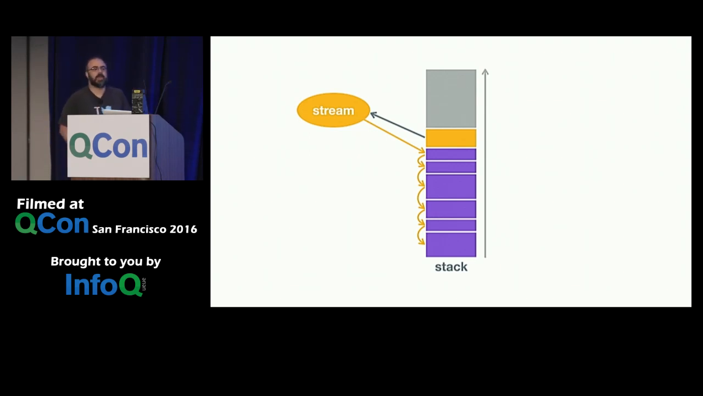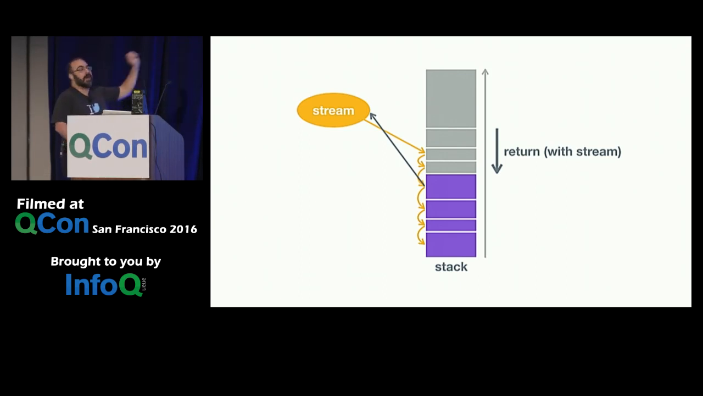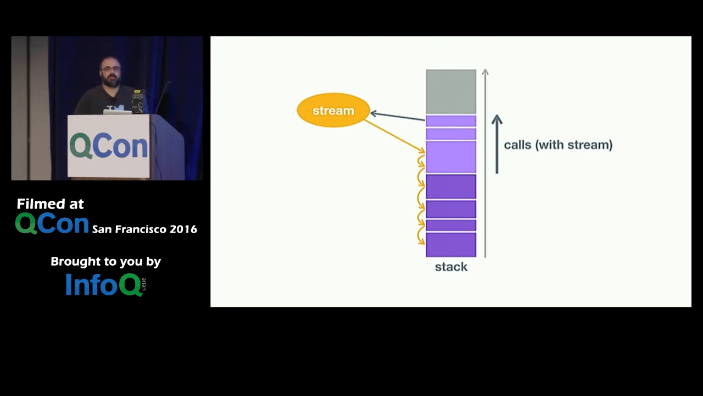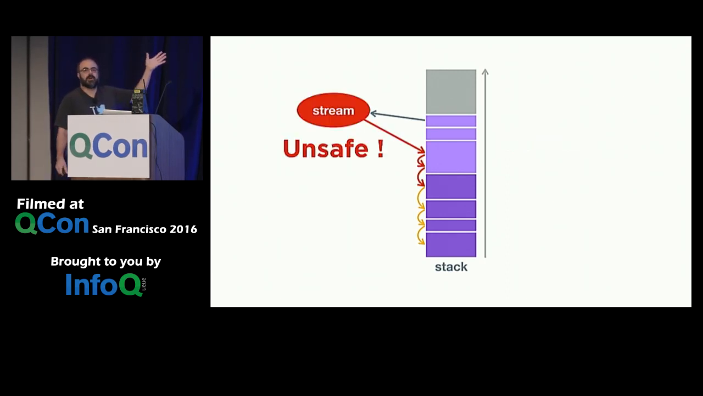Straightforward. Now, remember, the stream object is just an object in Java. So if we're not careful, we can return from a few methods. We now go down the stack and pass the stream object along. Then we can call some new methods and pass that stream object as an argument. Now the top frame has a pointer to the stream object, and if we try to do an iteration, we're going to crash and burn, because the stack just changed under our feet.